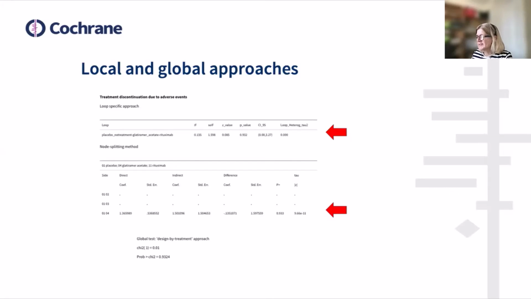Finally, we can see the results of the global test for inconsistency. The authors have used a design by treatment approach. As you can see, the test for significance here is a simple chi-squared test, and the result is again insignificant. P equals 0.9324.